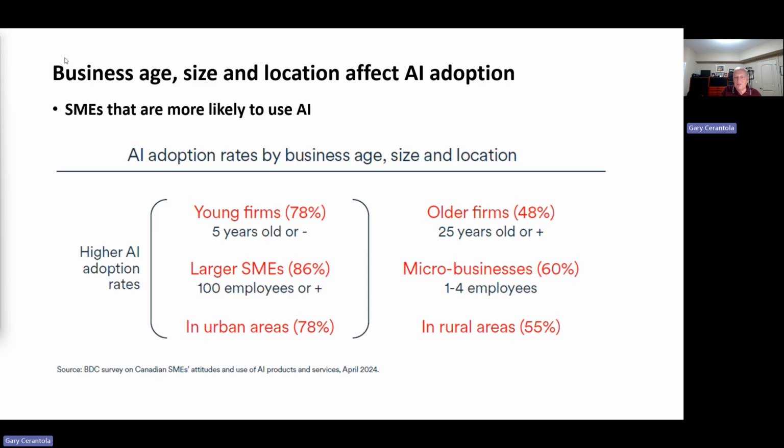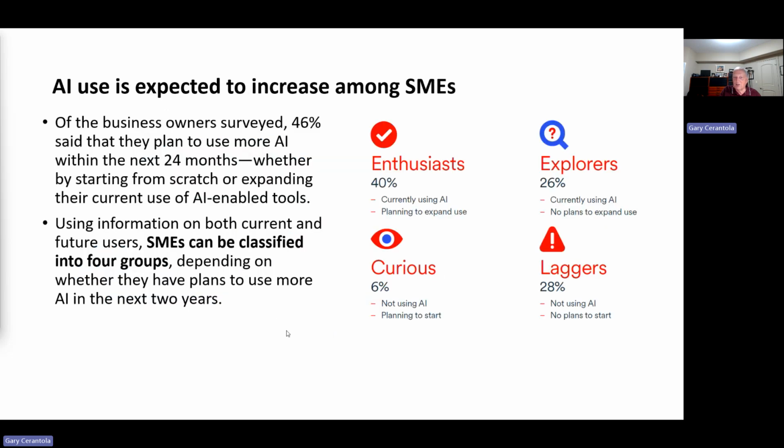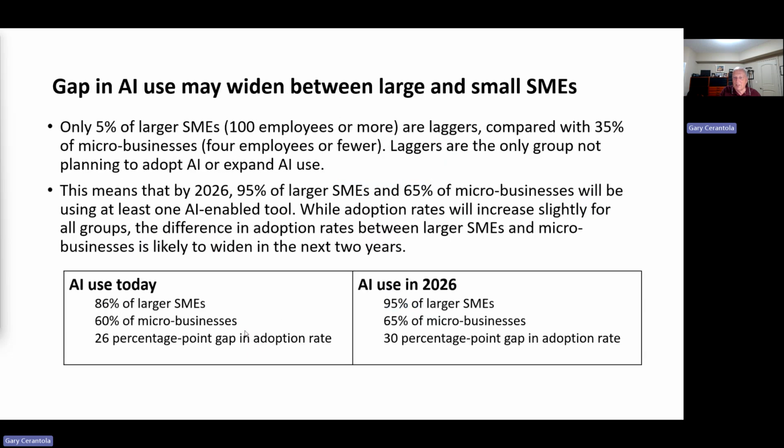And again, business age, size, and location affect AI adoption. So you can see that young firms, 5 years or older, have 78% adoption rates. Were large, small and medium-sized enterprises, you can see that they've got more capability or resources to be able to adopt more, and those are the figures that you're looking at. So its use is expected to increase among small and medium-sized enterprises. So get ready, it is coming.